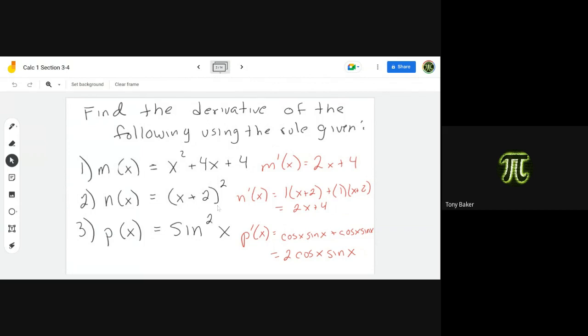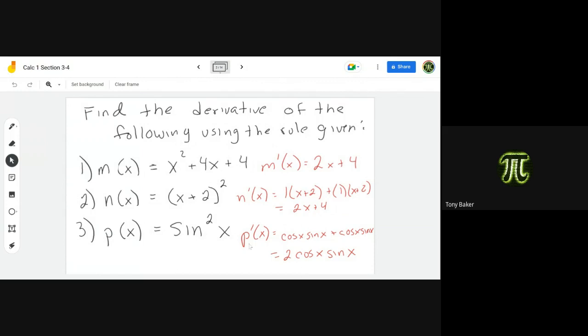So you can see how, depending on the type of problem, like this one, honestly, it probably would have been just as easy to distribute it out and just use the power rule for it than trying to do the product rule for it. But a problem like sine squared x, you can't just distribute it out. So we had to break it up.